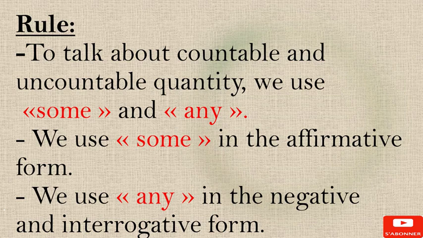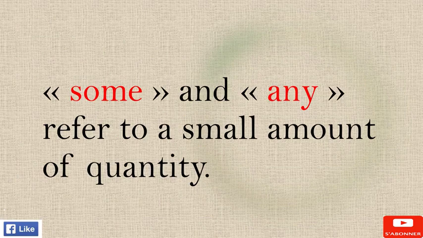إذا كان الجملة تاعي affirmative راح نستعمل كلمة some، وإذا كان الجملة تاعي negative or interrogative يعني سؤال أو نفي راح نستعمل كلمة any. يعني الاثنين any and some راح نستعملهم مع countable and uncountable. اللي يحدد لي الكلمة هو طبيعة الجملة، إذا كانت affirmative, negative or interrogative. Some and any refer to a small amount of quantity. الاثنين يعبروا لي على مقدار صغير أو كمية قليلة، عكس كلمتي much and many اللي سبقنا وقلنا أنه يعبروا على مقدار كبير.